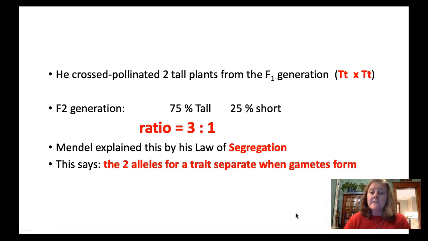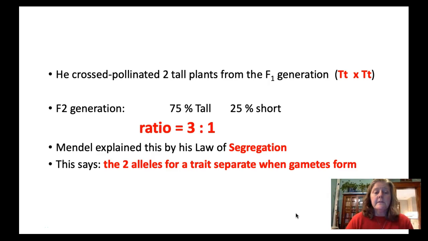So he cross-pollinated 2 plants from the F1 generation, big T little t with big T little t. And he found that in the F2 generation, he had a 3-to-1 ratio every time he did that. So in this particular cross, he would get 75% that were tall and 25% that were short.